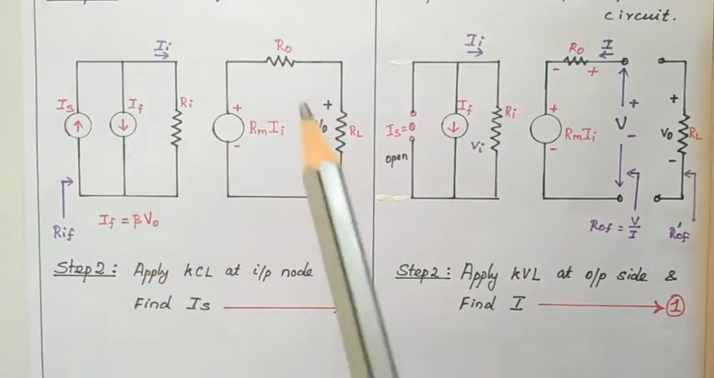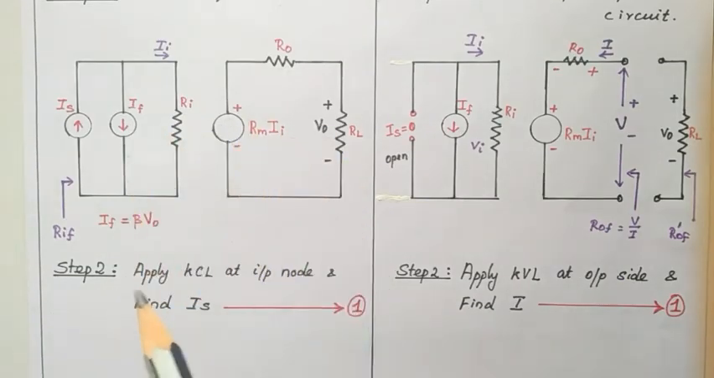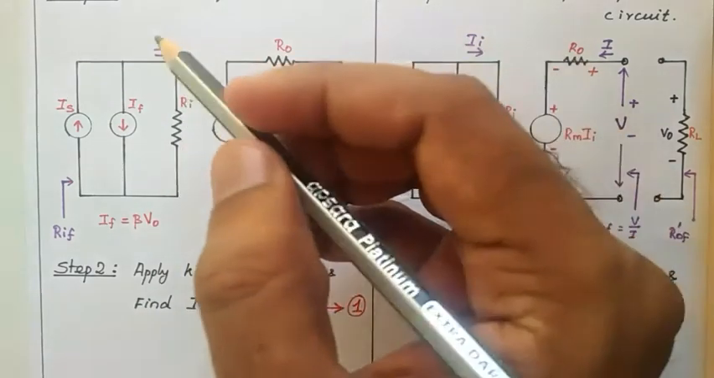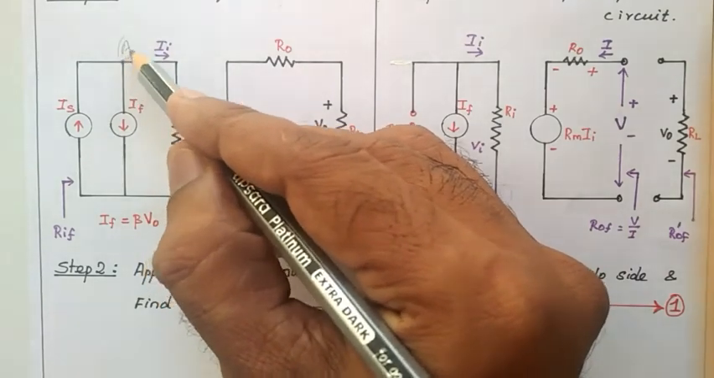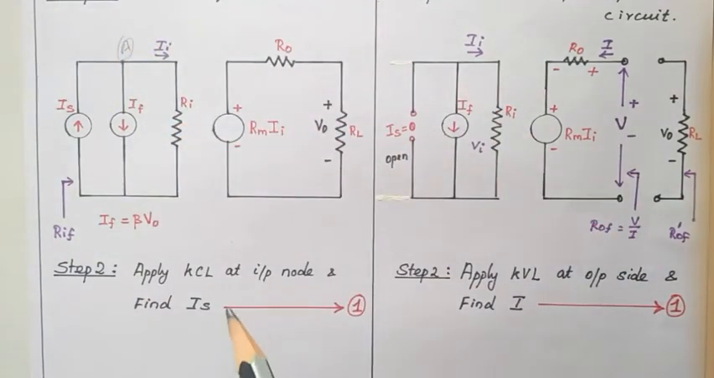After drawing the equivalent circuit, in the next step we apply Kirchhoff's current law at the input node. The input node is this one, which is considered as input node A. At the node, this is how Kirchhoff's current law applies. From this we can find the source current Is. So this can be equation 1.